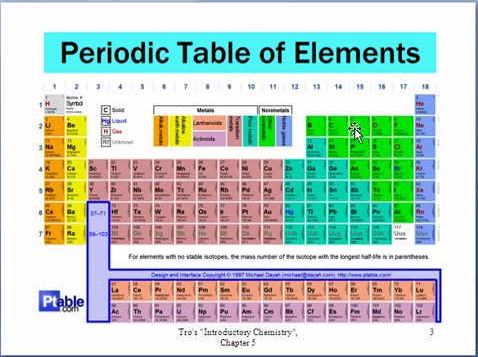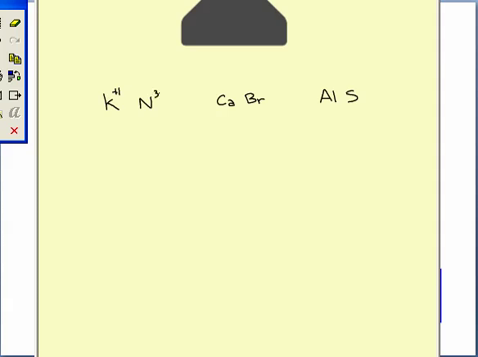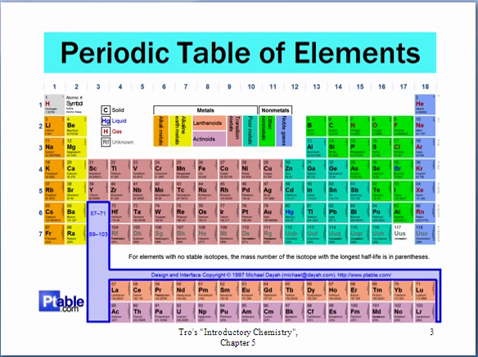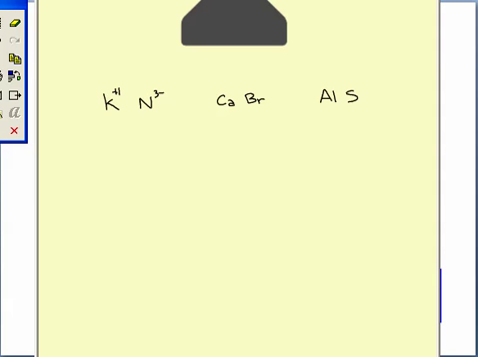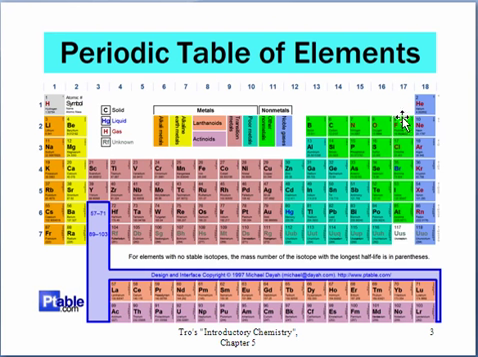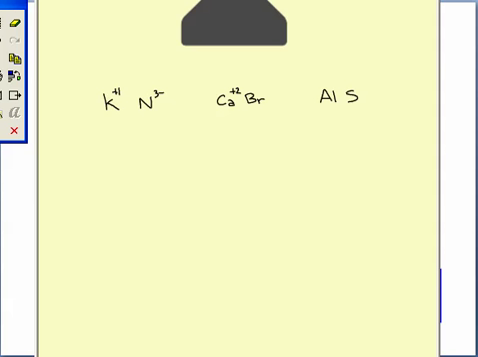Here's nitrogen, 3 columns away from the noble gases. It's a nonmetal, so its charge is going to be negative. -3. 3 columns away from the noble gases. Let's look at calcium. Here's calcium, an alkaline earth, 2 columns from the left, so its charge is +2. And bromide is a halogen, 1 away from the noble gases, so its charge is -1.